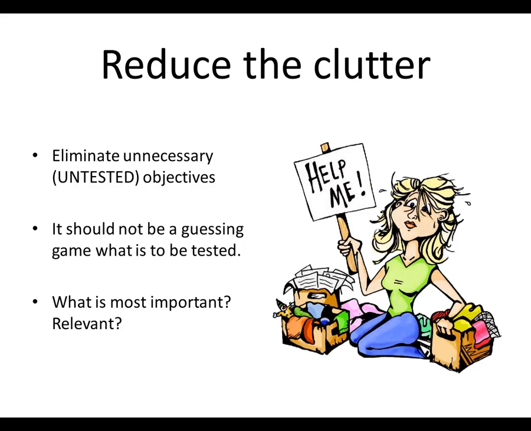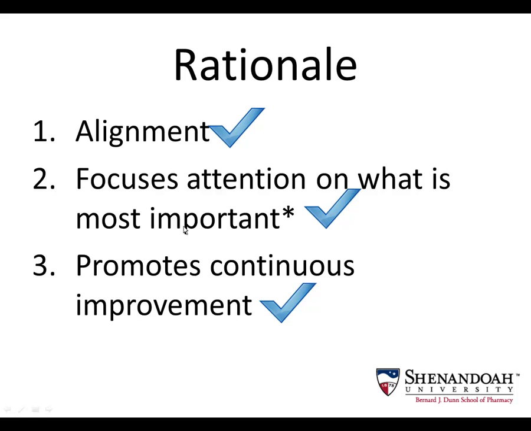Couple of things here. When you work backwards, the reverse design approach, you reduce the clutter. There are no unnecessary objectives. You know what you're testing on. There's no guessing about, okay, I've got 15 objectives, which ones are going to be tested. So you reduce the amount of objectives that you have. They're completely aligned with your assessment items because they come directly from them. So the rationale here is test questions first and then learning objectives.